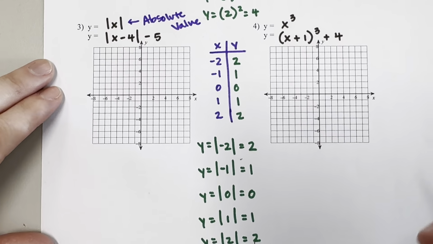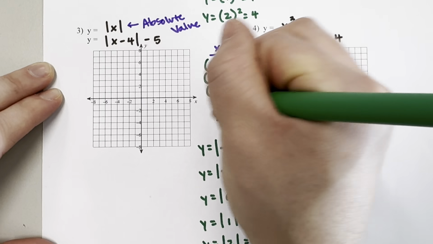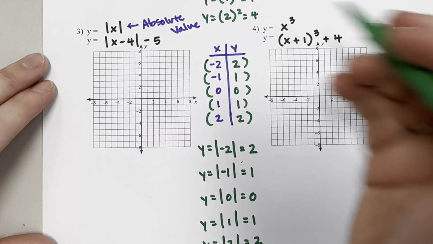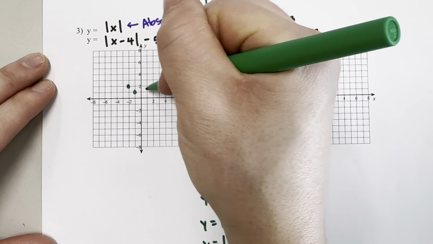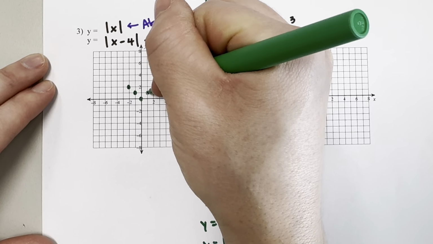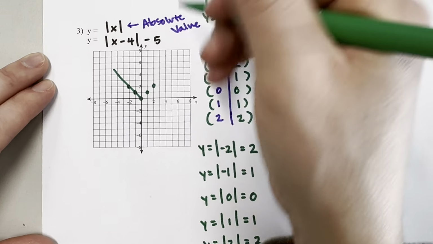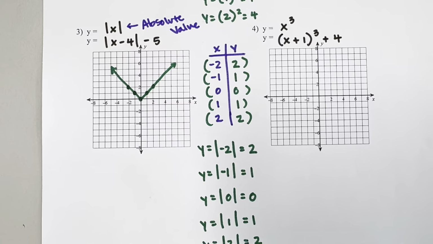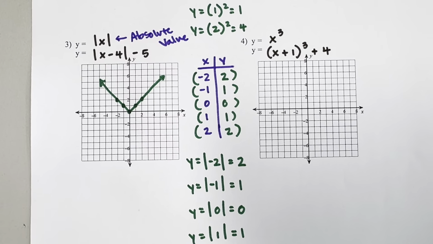Okay, so I have my parent function coordinate points. Let's go ahead and put them on our graph. Negative 2, positive 2, right there. Negative 1, positive 1, 0, 0, 1, 1, 2, 2. We see that the absolute value function looks like a V on your graph. So there's our parent function.